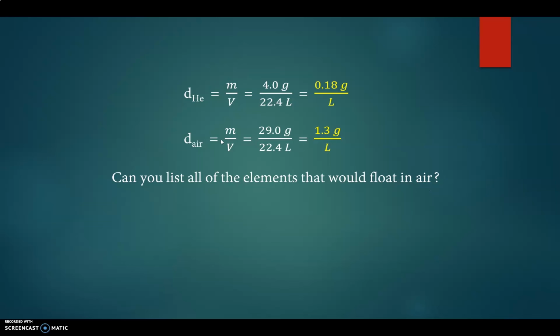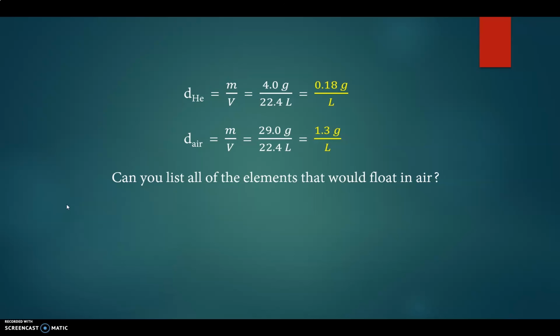Well, essentially, any gas that has a density of less than 1.3 grams per liter would be capable of floating a balloon in air. But we can make it even simpler than that. We don't really have to calculate the density because all gases have the same molar volume of 22.4 liters. So essentially, any gas whose molar mass is less than 29 is going to have a density less than 1.3 grams per liter.